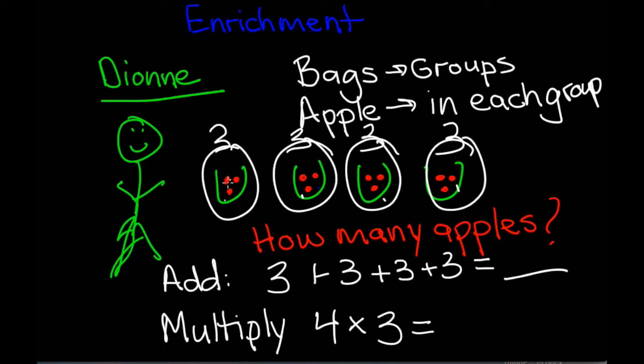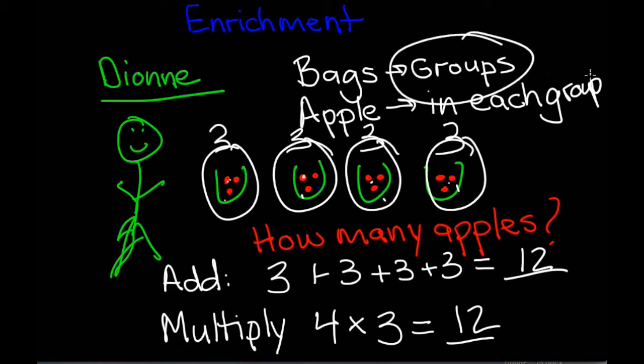I've got 3 and 3 is 6. 3 and 3 is 6. 6 and 6, it's a double. I know it's 12. And it's the same thing for this one. That is multiplication. You had groups, and you had a number in each group, and that's how you did your multiplication. So let's move on from Dion, and I'm going to give you 2 challenging problems.